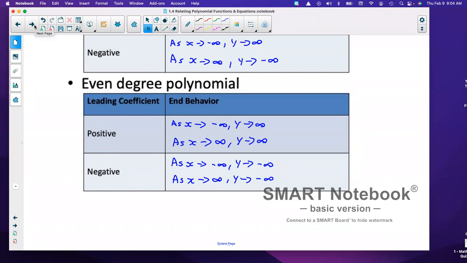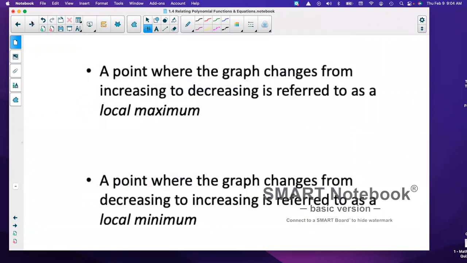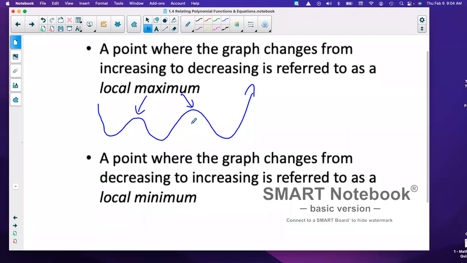Now, so far in the workbook, they've referred to places where a graph changes direction as hills and valleys, but we'll go into a bit more specific naming of them. So a point where the graph changes from increasing to decreasing is referred to as a local maximum. So if, for example, this was our graph, we can have multiple local maximums. Now, a point where the graph changes from decreasing to increasing is referred to as a local minimum. And just like local maximums, we can have multiple local minimums.